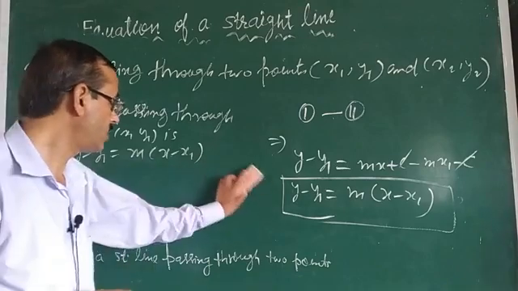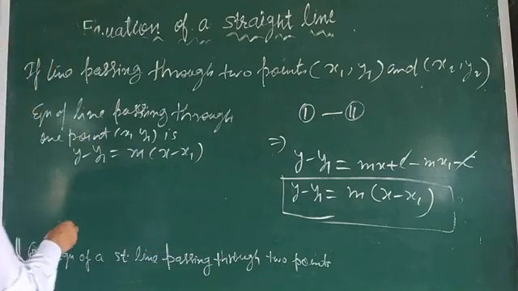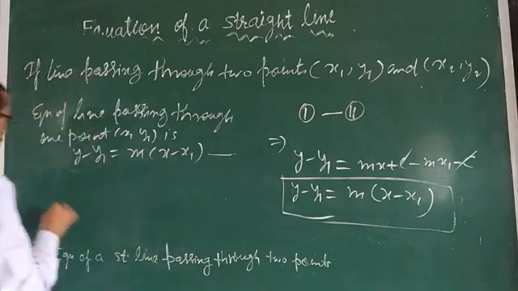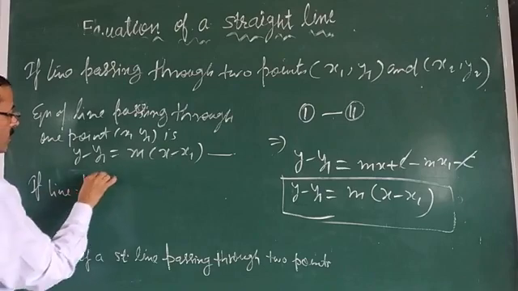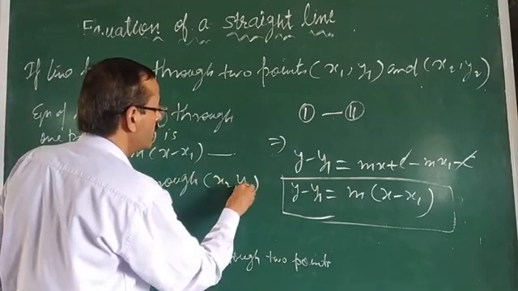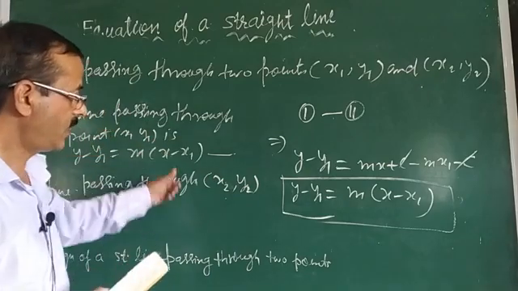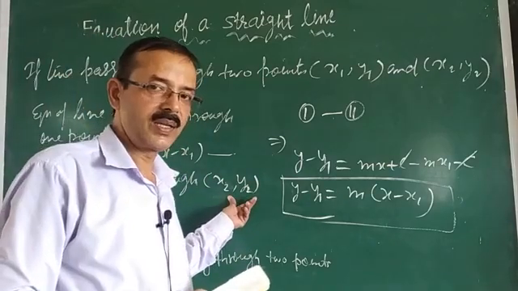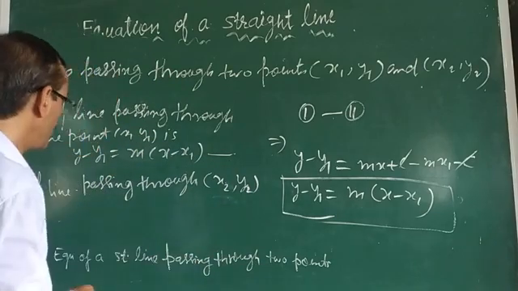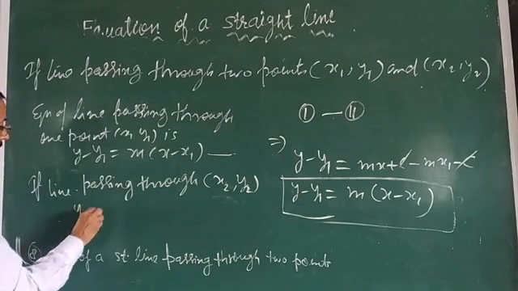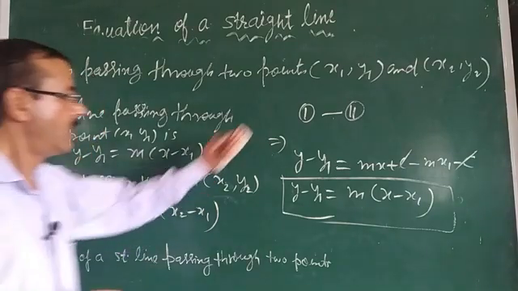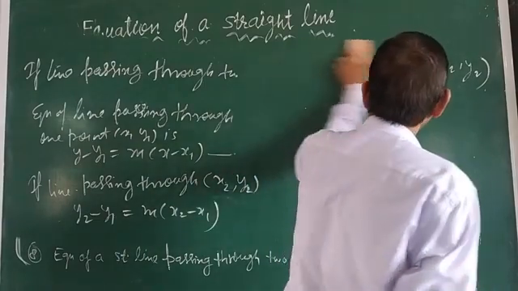But if it is given that the line is passing through 2 points, in that case what do you have to do? See, if this line is passing through the second point x2, y2 as well, this point will be on this line. It means that this line will be satisfied by this point. So what can we write? Here we have to write y2 minus y1 is equal to m(x2 minus x1). So we found the equation of straight line.